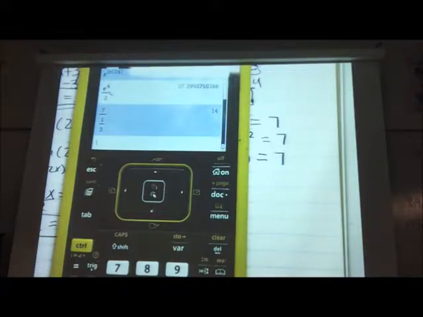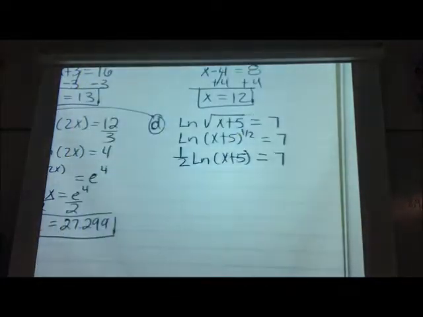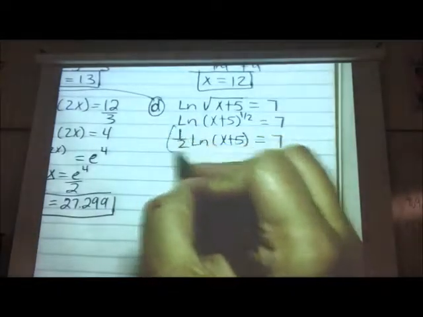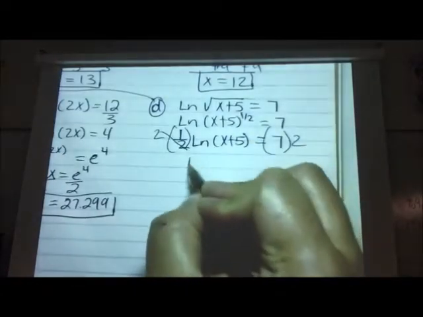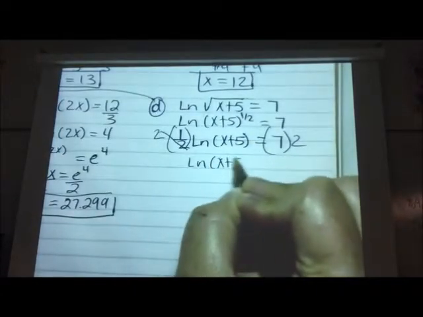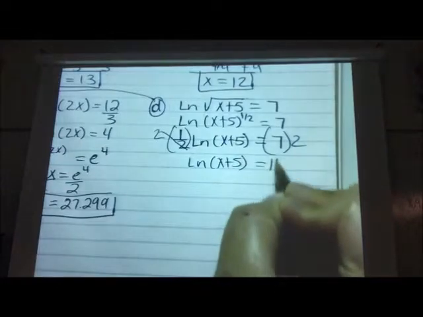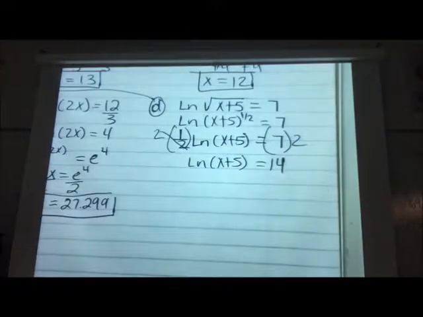That's why anytime there's a fraction, I always say multiply by the reciprocal. ln of x plus 5 equals 14. That way you won't make that careless mistake.